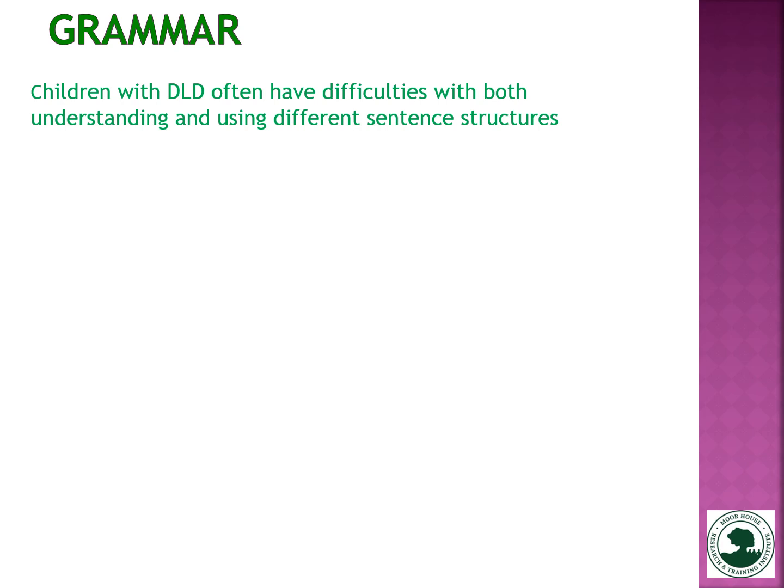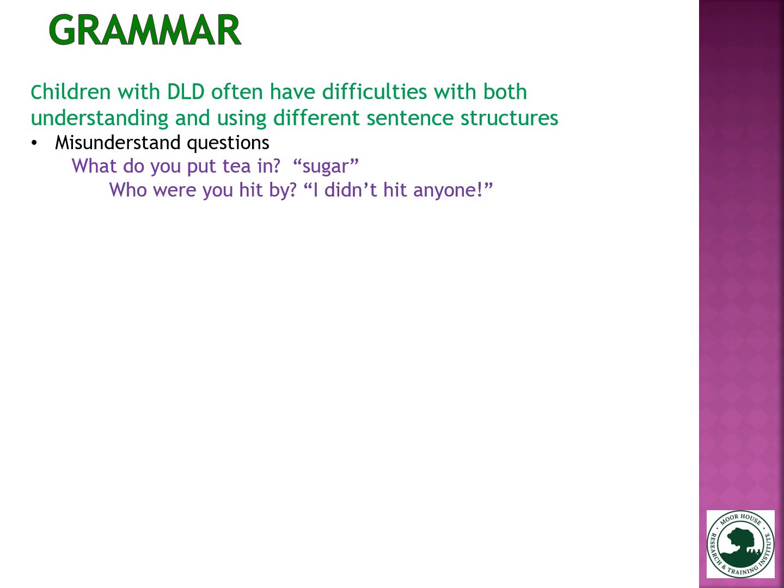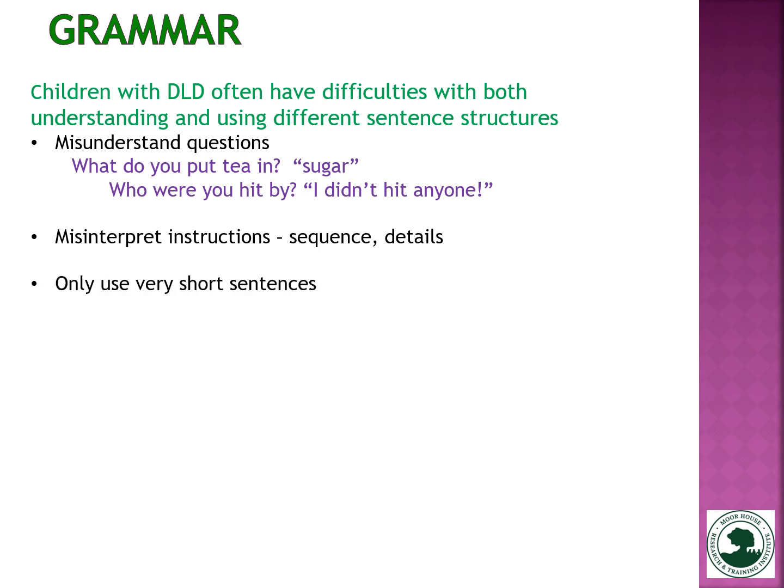Children with DLD often have difficulties with both understanding and using different sentence structures. They might misunderstand questions. For example, "What do you put tea in?" They answer sugar. Or, "Who were you hit by?" They answer, "I didn't hit anyone." They may misinterpret instructions. They often struggle to follow the sequence of events and miss out key details.